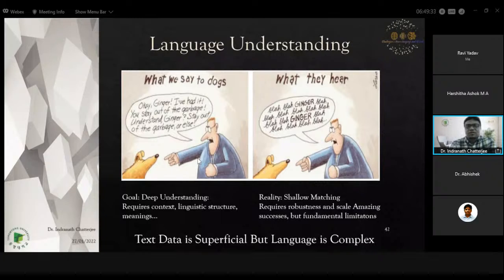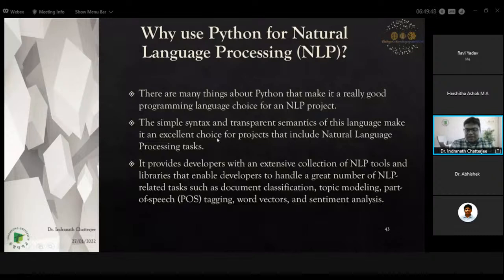For NLP analysis, I prefer the Python programming language. To start with, you can use Python because a huge number of libraries are already available in Python, the NLP packages and the NLTK packages, everything is available. It provides an extensive collection of tools and libraries for a great number of NLP functions, and it has good POS taggers and all these things. So you can use Python for NLP.